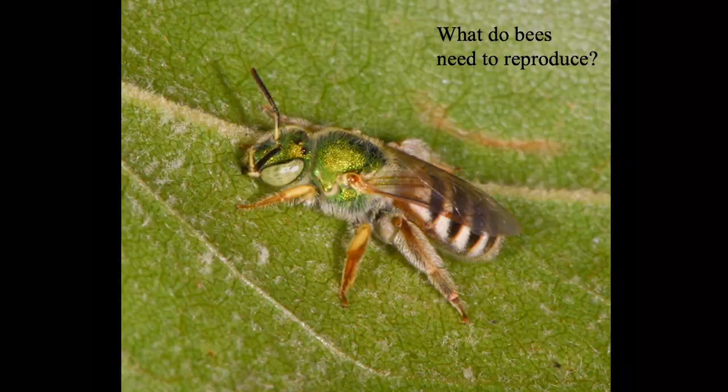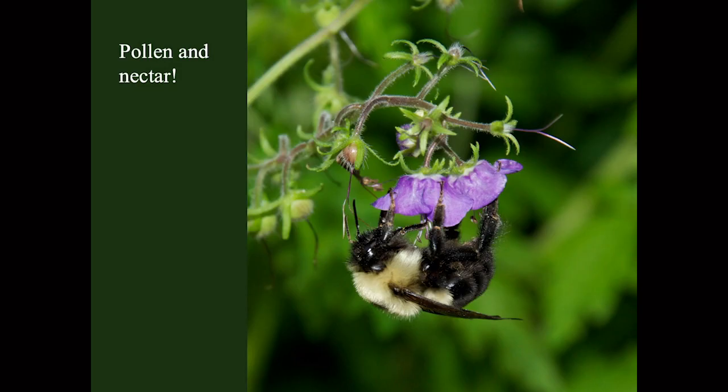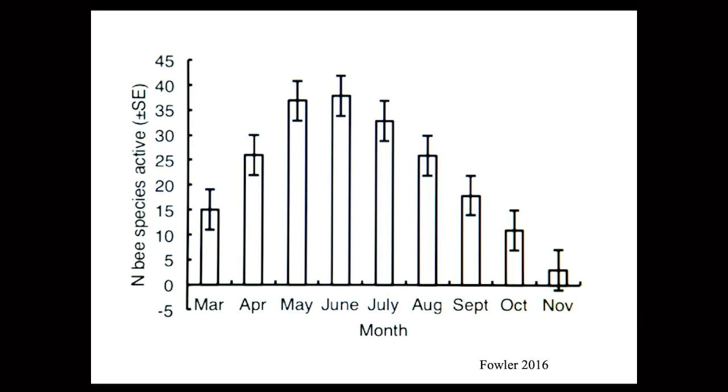Okay, what do bees need to reproduce? They need pollen and nectar. And they need it all the time. This is the distribution of native bee species in New England. They're around from March right through November. And any species that is around needs blooming plants that entire time. Typically, the middle of the summer is a time when a lot of plants are not in bloom. That's deadly to bees if you're trying to support them on your property.